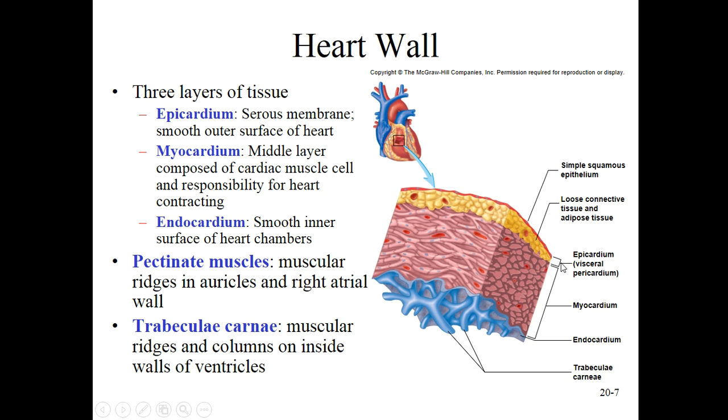The outer layer here is called the epicardium, and it is the visceral pericardium. Very strange, but histologically, it's epicardium. This is also simple squamous epithelium. Not uncommon, especially in older adults, to see some epicardial fat. We see that when we do dissections even of our sheep hearts.